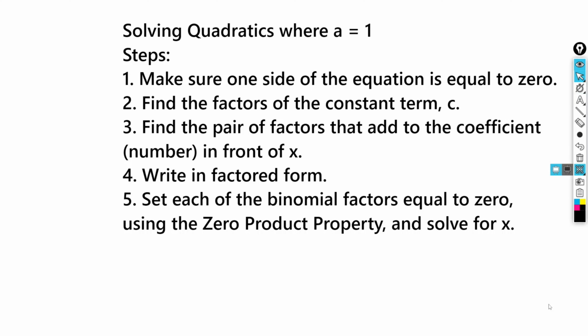And the zero product property basically says if you multiply a number by 0, your product is 0. So we're going to use that principle to set each of the binomial factors equal to 0, and then we're going to solve for x. And a lot of times we'll have two solutions. Sometimes we'll have one. This video won't cover it, but there are some times where you don't have any real solutions, and those are when the parabola doesn't cross the x-axis.